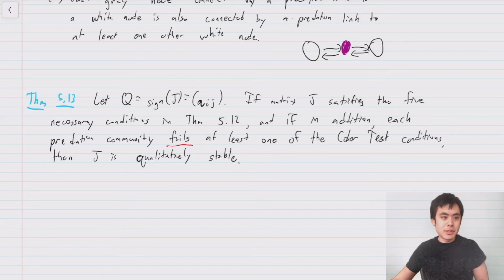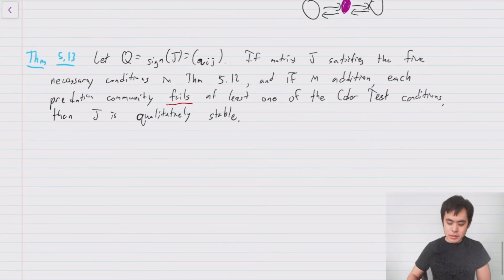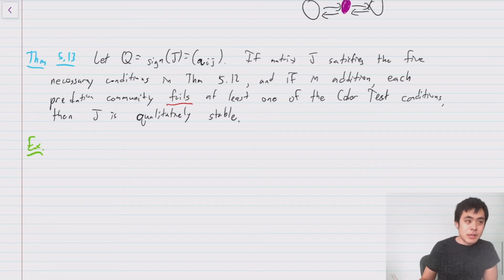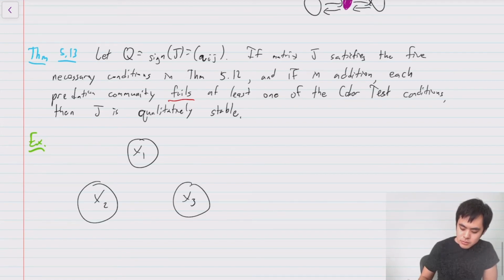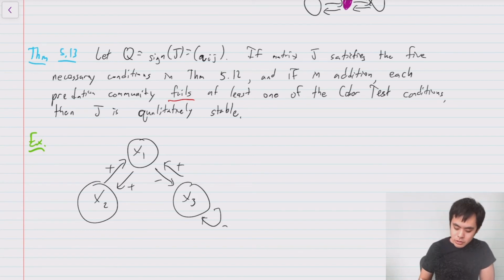So let's give an example of this. I'll give a couple examples actually. So first let's go back to our example that we were doing earlier. So we have our x1, we have our x2, we have our x3. And let's see, what were the arrows? Plus, minus. So minus, this was a plus, and we had a minus here. So because this has a negative self-loop, we know that this is a purple node, or a gray node. So now the question is, is this qualitatively stable?